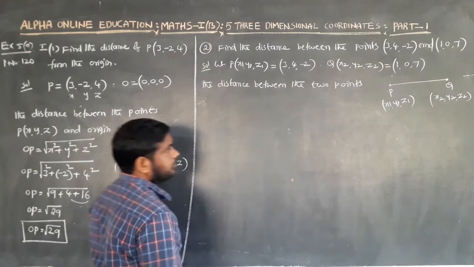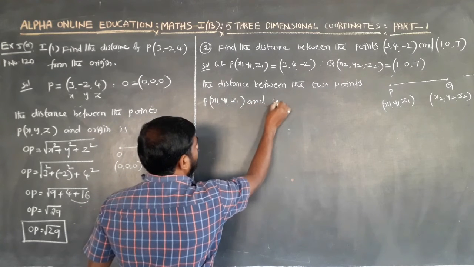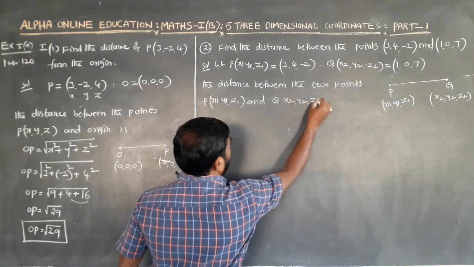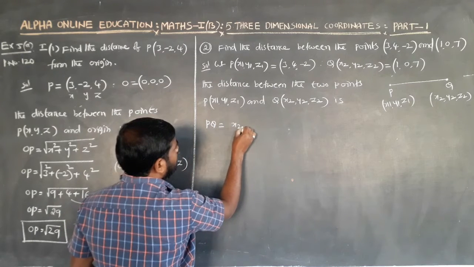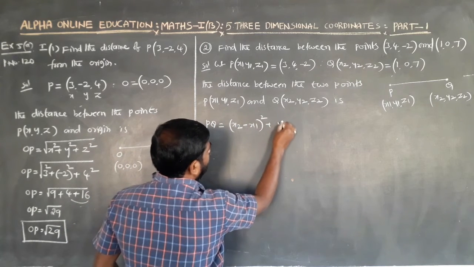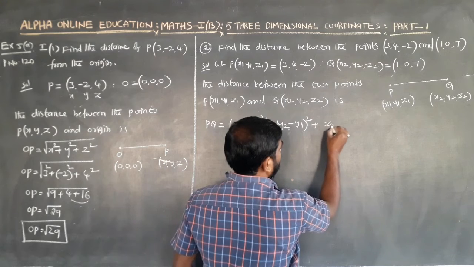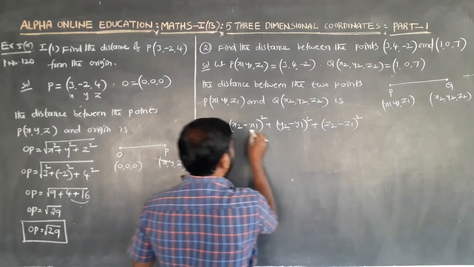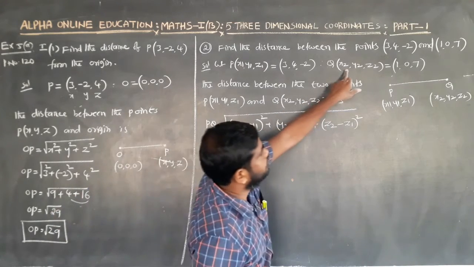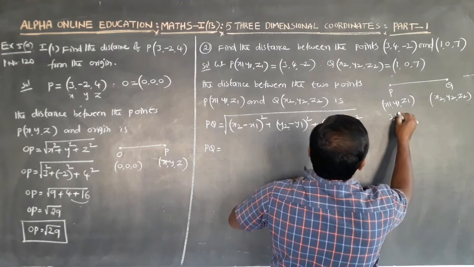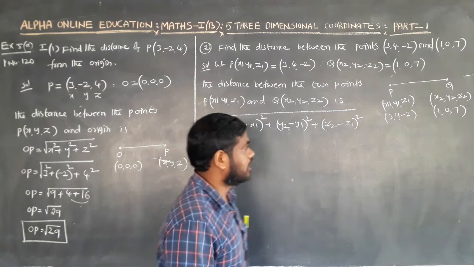The distance between the 2 points P(x1, y1, z1) and Q(x2, y2, z2) is PQ = √[(x2 − x1)² + (y2 − y1)² + (z2 − z1)²]. Example: let P be the point (3, 4, −2) and Q the point (1, 0, 7).